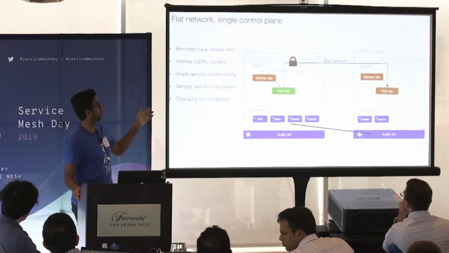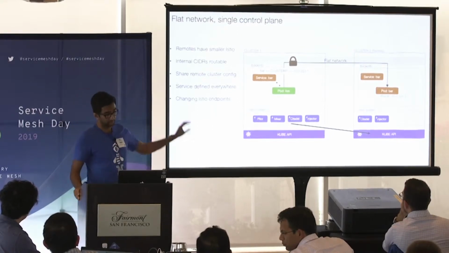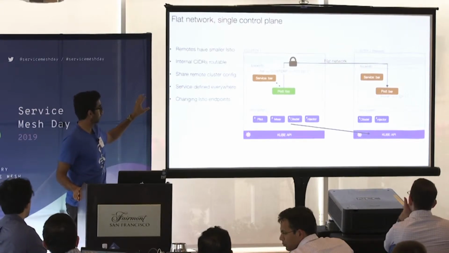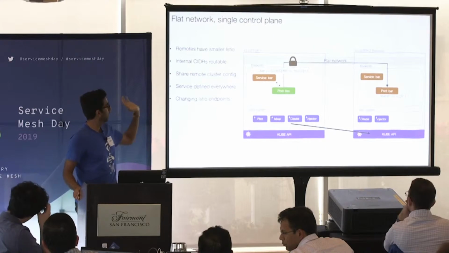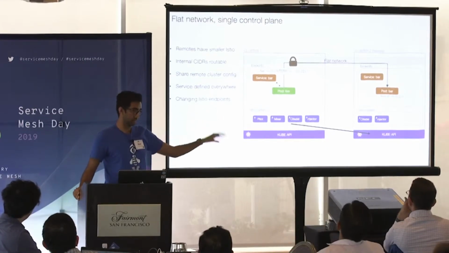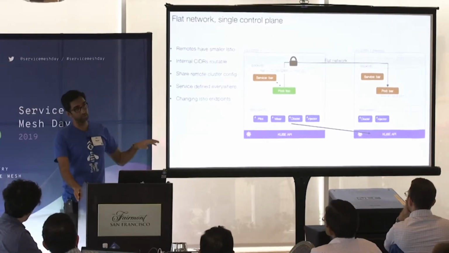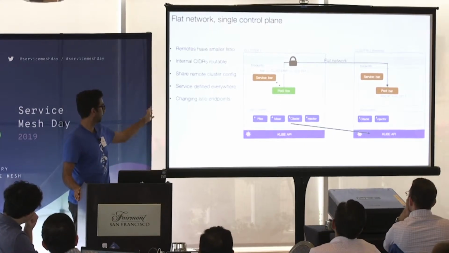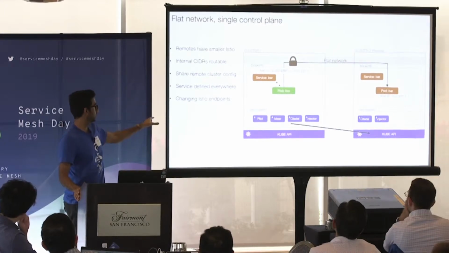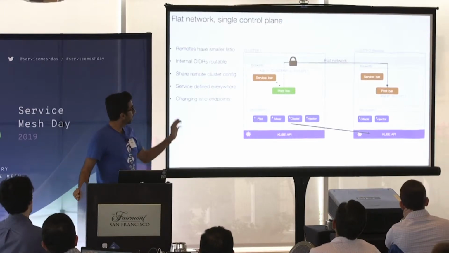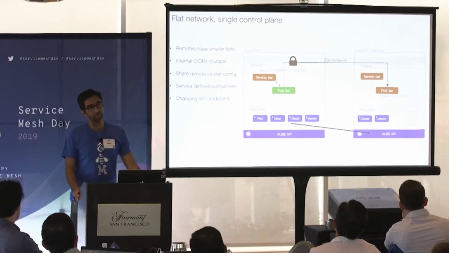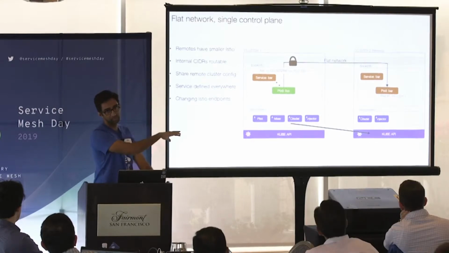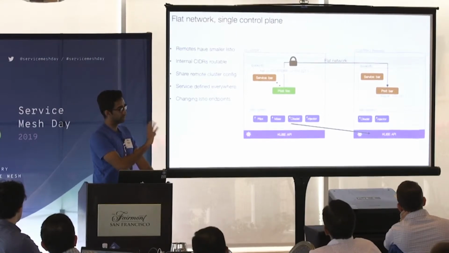I'll call it the flat network single control plane pattern. On the left is your cluster 1, which is your main cluster, or your local cluster, as some documentation calls it. And then cluster 2 is your remote. With cluster 1, you have the full Istio installed, so you have the full control plane: Pilot, Mixer, Galley, Citadel, injector. And on your remote clusters, you only need Citadel to manage security and your admission controller, the sidecar injector component, right? So it's a much smaller Istio.